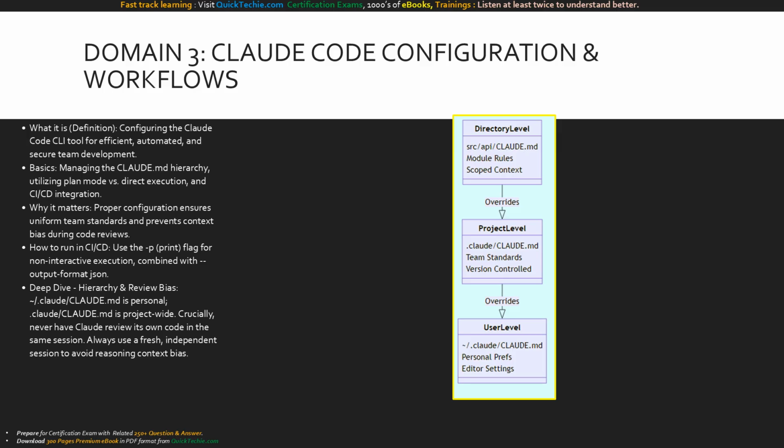The key takeaway from this visual is the concept of overriding precedence. Directory-level rules override project-level rules, which in turn override user-level rules. The exam will absolutely test if you know where to place specific configurations, so remember that team rules never belong in the user level.